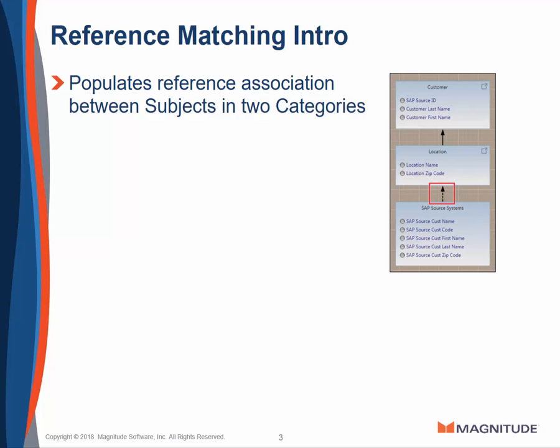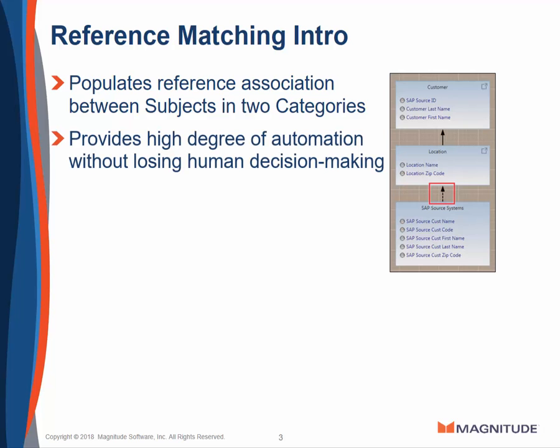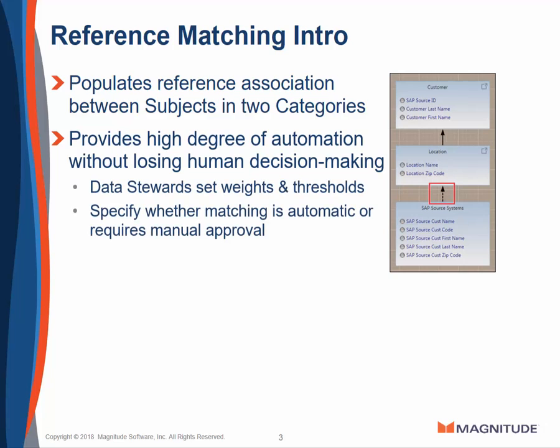I'll start with reference matching. Reference matching automates the matching of subjects in two categories by populating a reference association between them. It provides for a high degree of automation without sacrificing the benefit of human decision-making. Data stewards set matching weights and thresholds that specify the degree of confidence required for a match, and whether matching occurs automatically or with manual assistance and approval.